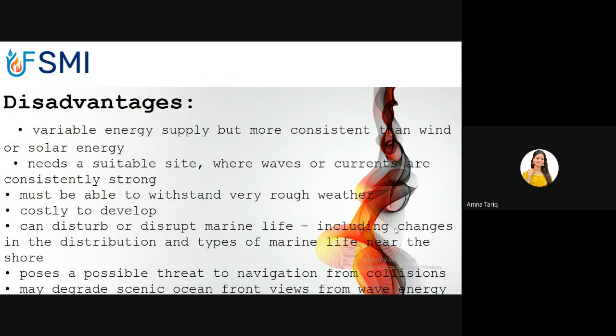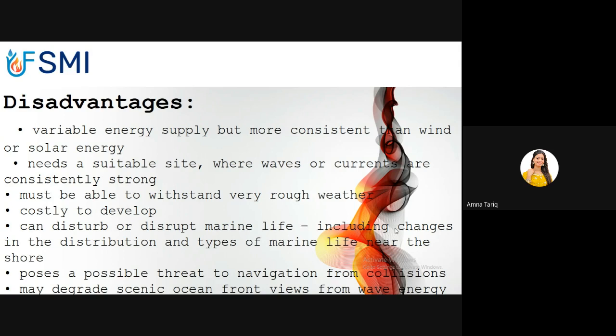And the next is disadvantages. Variable energy supply, but more consistent than wind or solar energy. It needs a suitable site where waves or currents are consistently strong. It must be able to withstand very rough weather. It is costly to develop and can disturb or disrupt marine life.